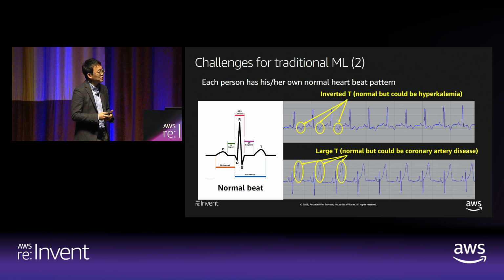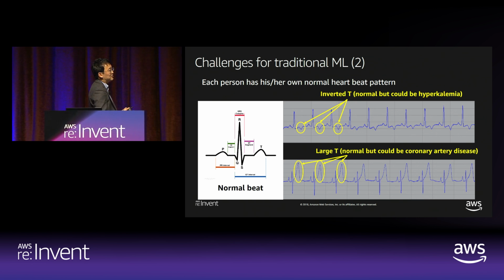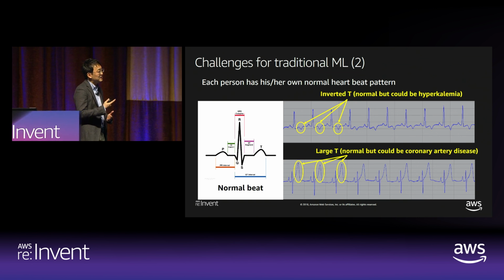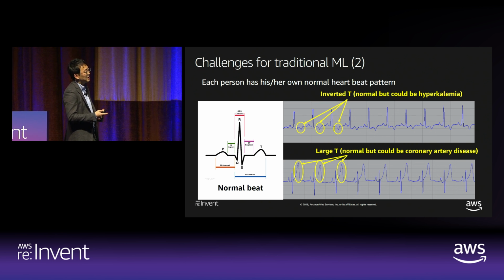The bottom one shows the large T case. Large T means that usually the R peak should be the highest peak. But in this case, the T wave is higher than the R peak. Also, this one is his normal case too. So what it means is that when we train on arrhythmia, for the normal type, normal heartbeat, there are so many variations, which means there is a lot of input data for training.